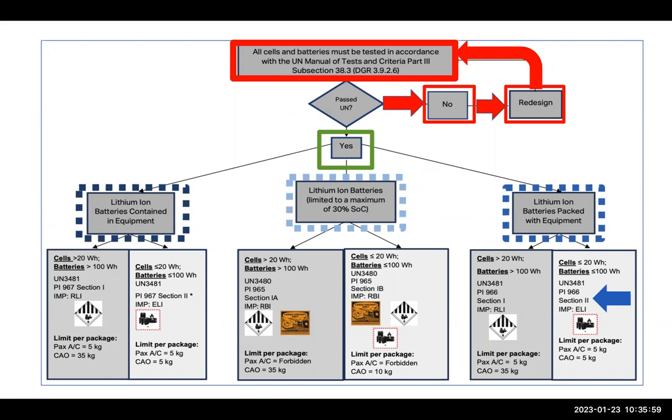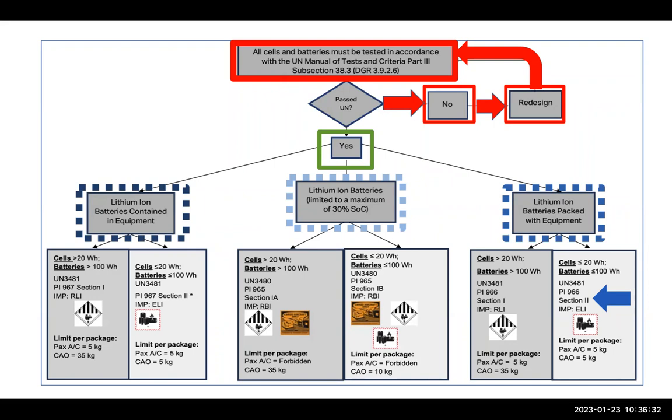The packing instruction is going to be 966. This will be section 2. The IMP code is Echo Lima India. We need to observe the quantity limits per package. And on a passenger aircraft, you shouldn't exceed 5 kilograms. The same quantity is limited per package on a cargo aircraft only, which is as well 5 kilograms.